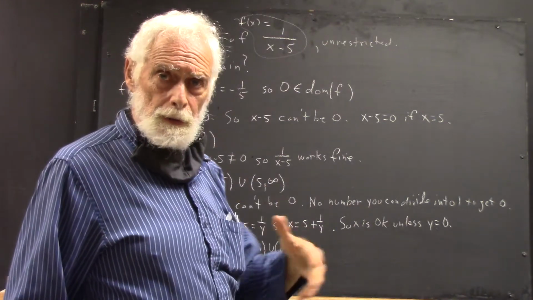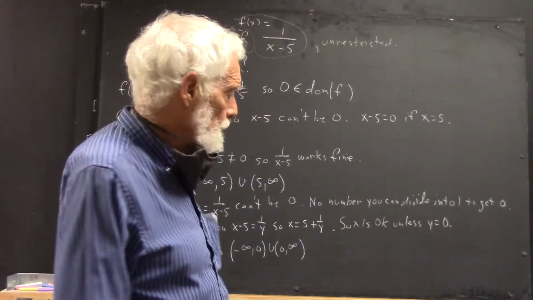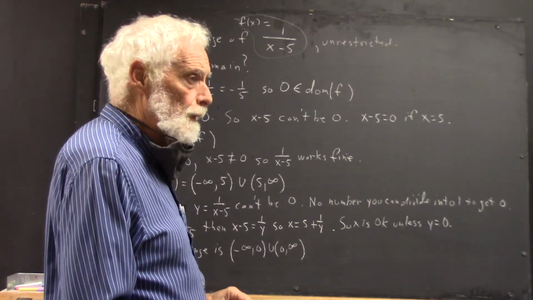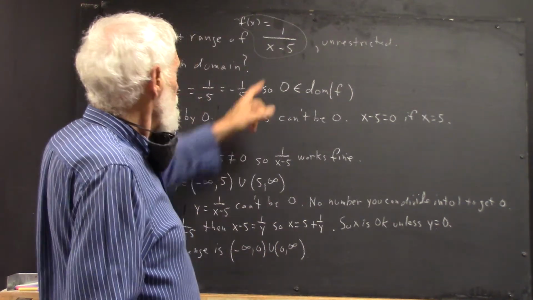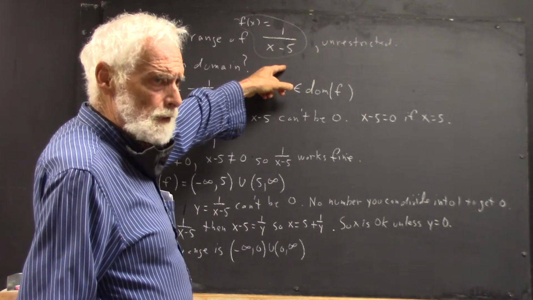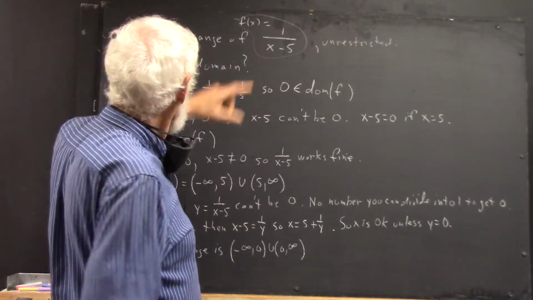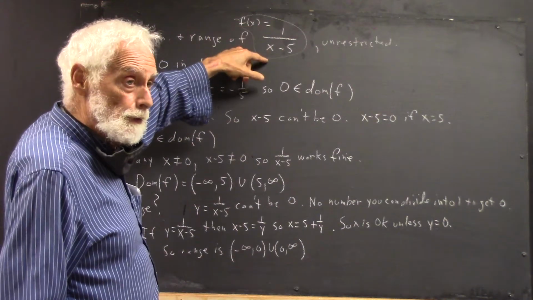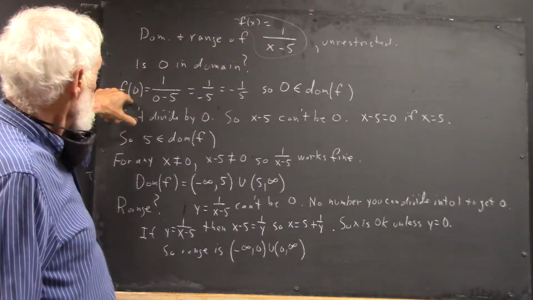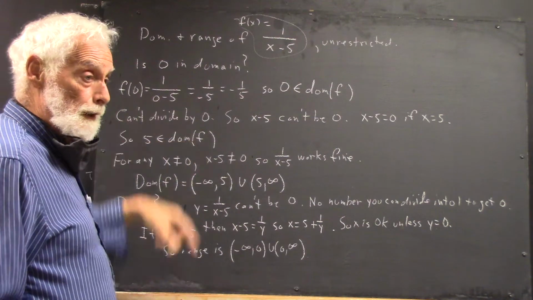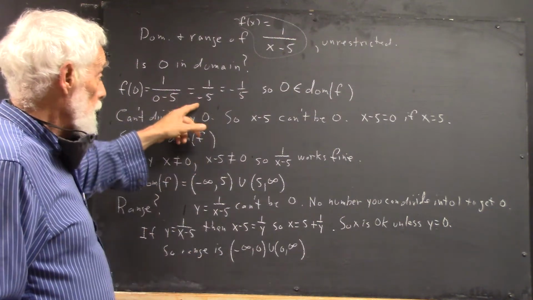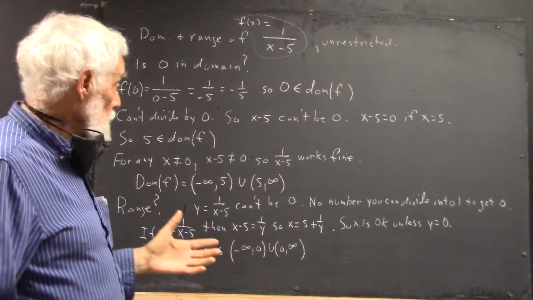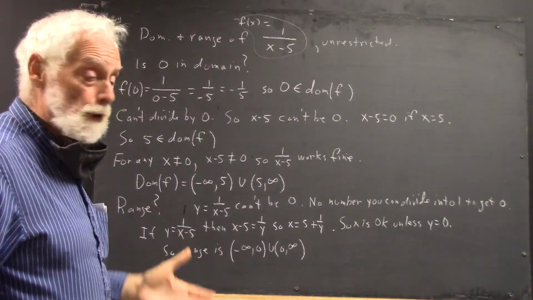Now, somebody, I heard 0. Yeah, 0 is an important number for this. But if x equals 0, there's no problem to evaluate this. f of 0 is 1 over 0 minus 5, which is 1 over negative 5, or negative 1/5.